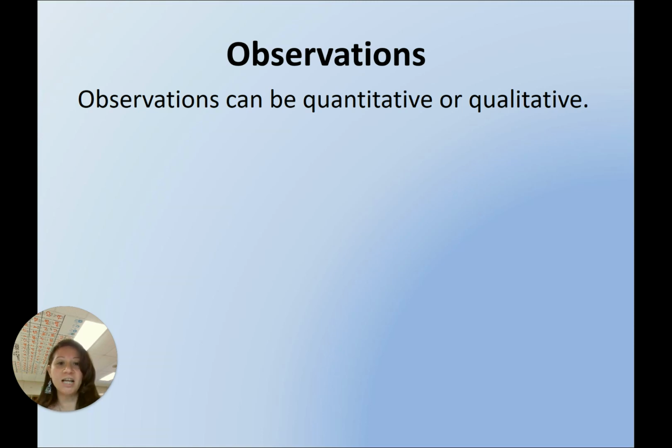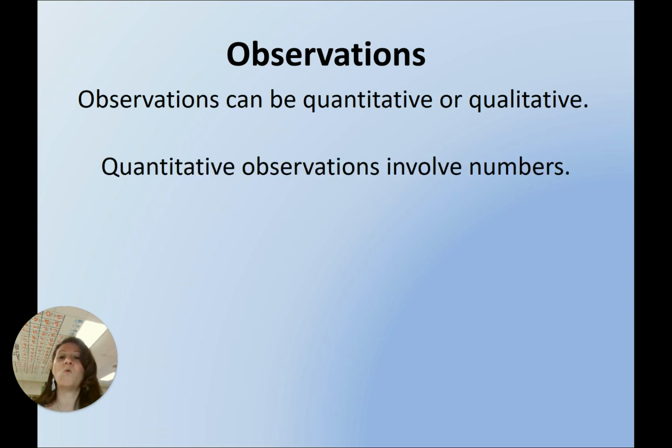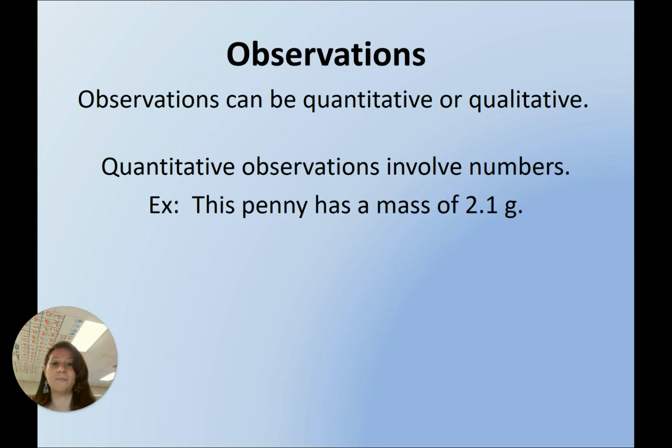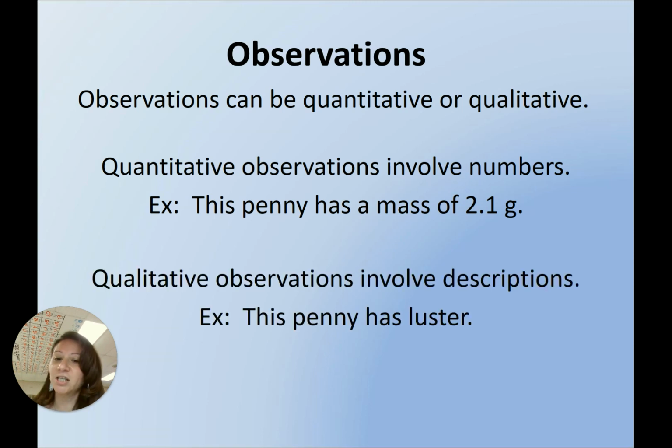Observations can be quantitative or qualitative. So quantitative comes from quantity. That means that you're measuring something or counting something, so your observation is expressed as a number. For example, if I say the mass of this penny is 2.1 grams, then that is a quantitative observation. Versus qualitative observations, those involve descriptions. So if I say this penny has luster or it is copper in color, then that would be a qualitative observation.